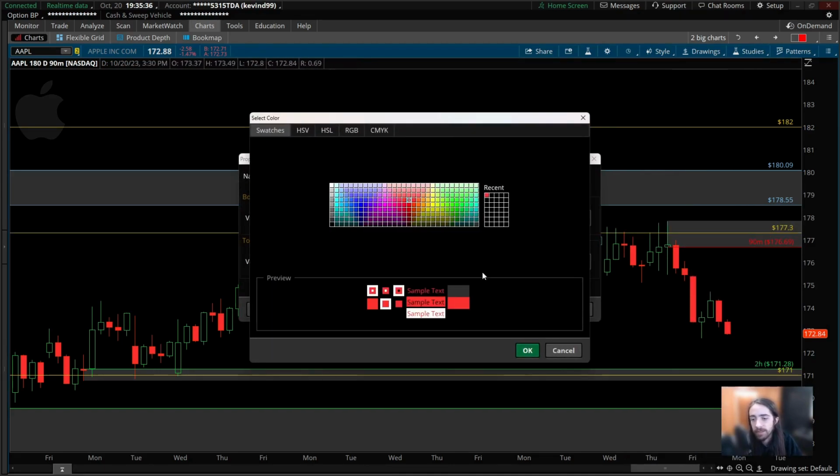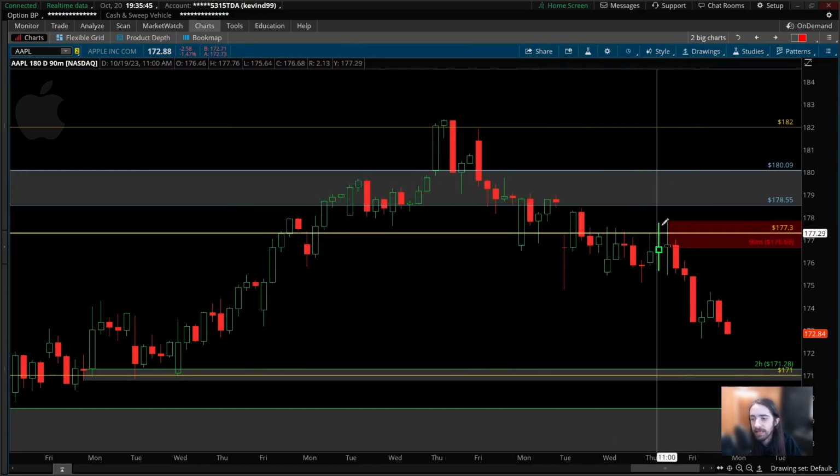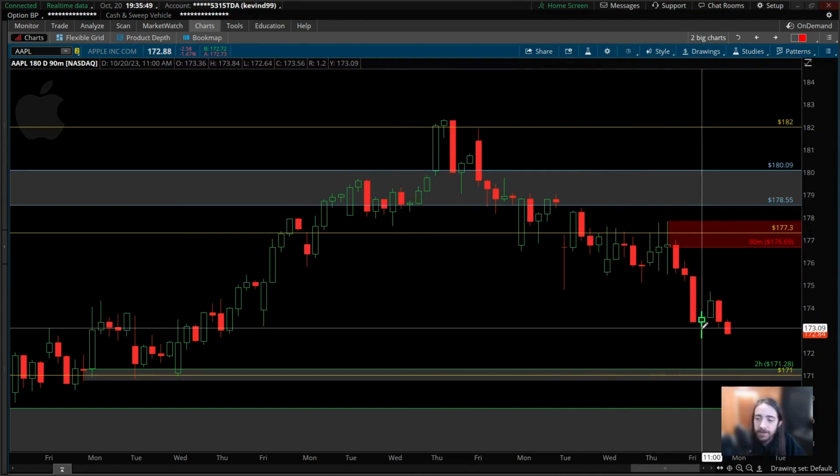I'm even going to mark this rectangle as red, and I'm going to go to the HSL and make the transparency up to about 70. That way we could see the candlesticks within that rectangle once we do get back up there.